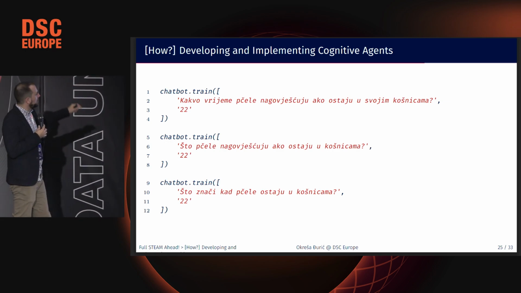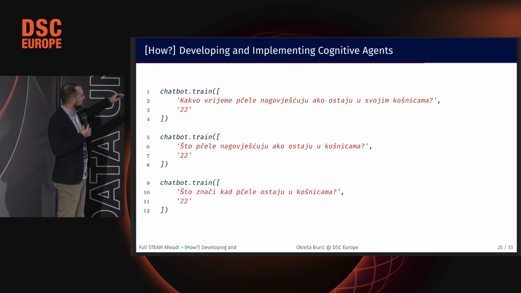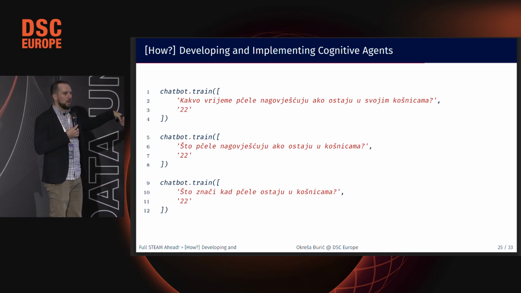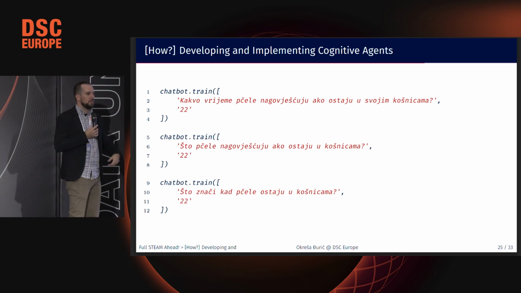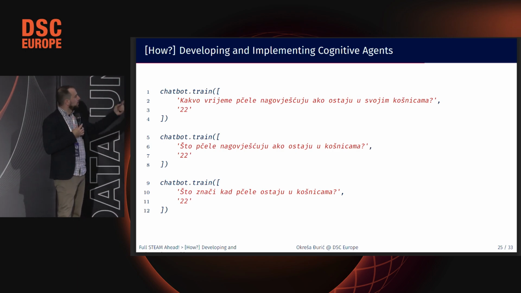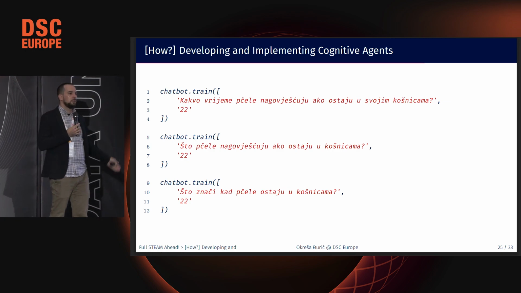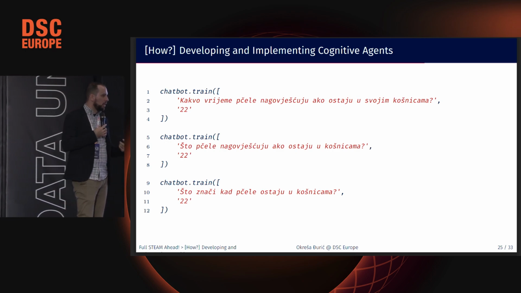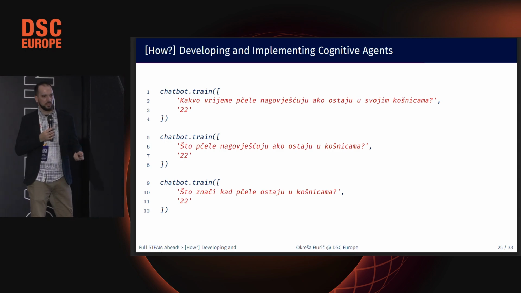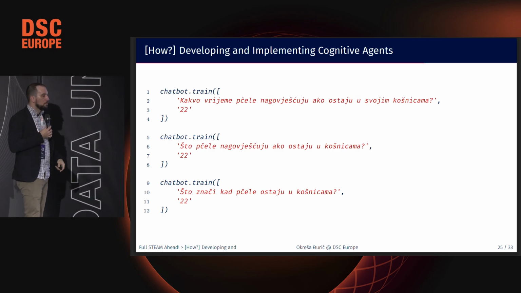So these three sentences are basically something that we might expect of our students. All of those are about bees and why they stay in beehives. But they all connect to animation number 22, which is an animation and spoken answer to this particular question, which is always the same, but there are a couple of different prompts.